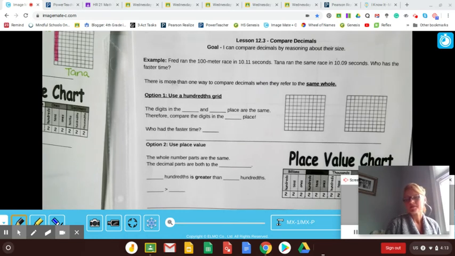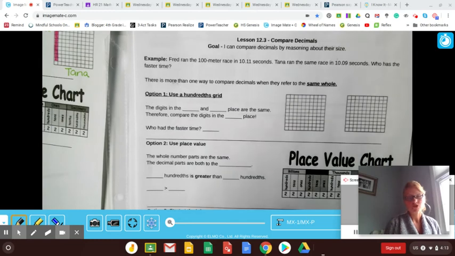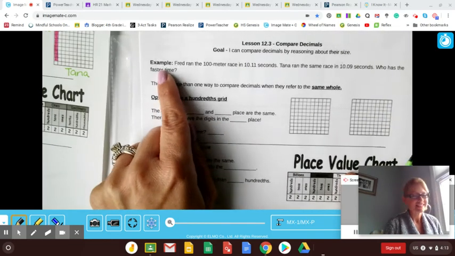The cool thing about comparing decimals is that there's a few different options, a few different strategies, to choose from, and you can pick the one that works best for your learning style. So we're going to start by reading an example.